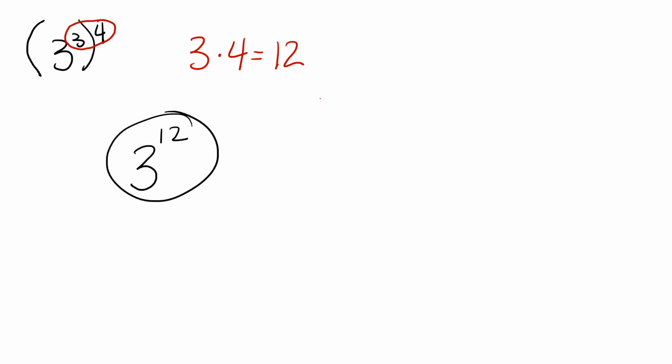When we have our exponents that are side by side like this, it means that we are going to multiply. So we would multiply the 3 and the 4 exponents together, which would give us 12. Our base number 3 stays the same, and 12 is our new exponent, which becomes our final answer, 3 to the 12th power.